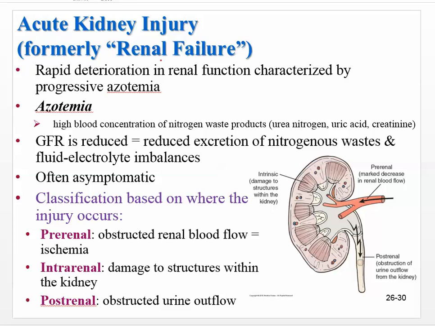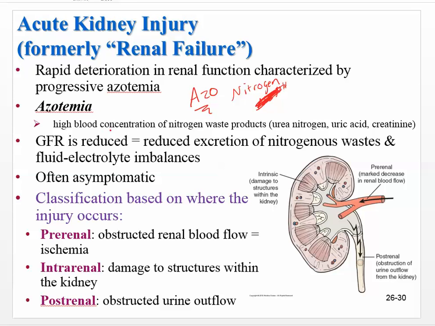So acute kidney injury, rapid deterioration in renal function characterized by progressive azotemia. So azotemia, that term azo refers to nitrogen. Basically, it refers to a very specific functional group of nitrogen. I don't know, nitrogen double bonded to nitrogen and hydrogen. I'm not sure exactly what it is, but azo refers to that. So you're talking about nitrogen waste, which means mostly the breakdown products of amino acids and proteins. Okay, that's primarily what we're talking about.